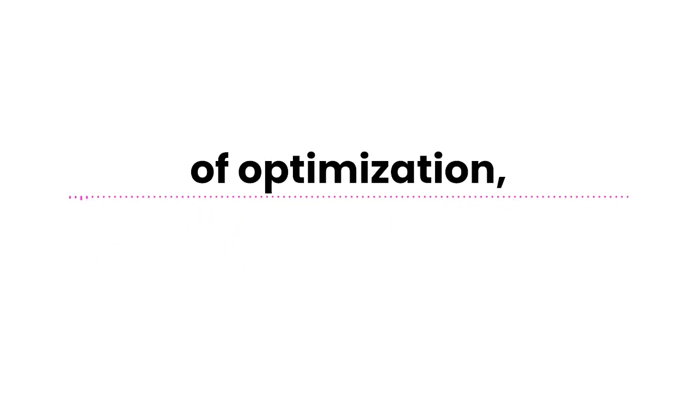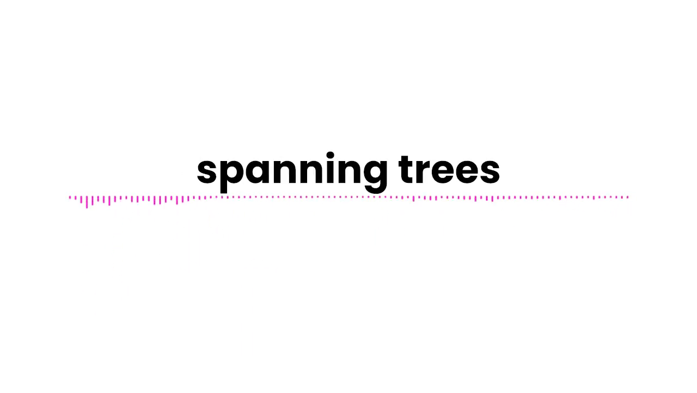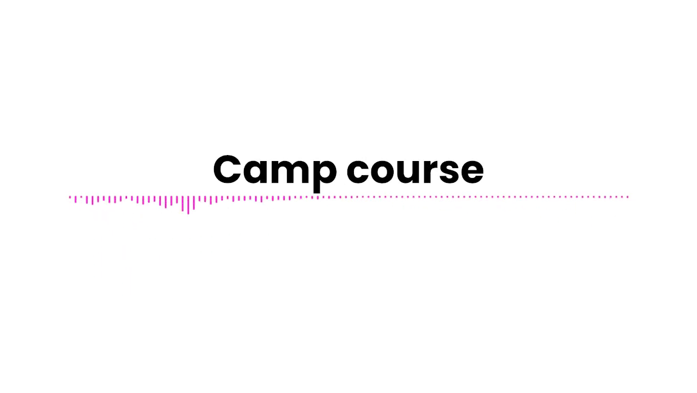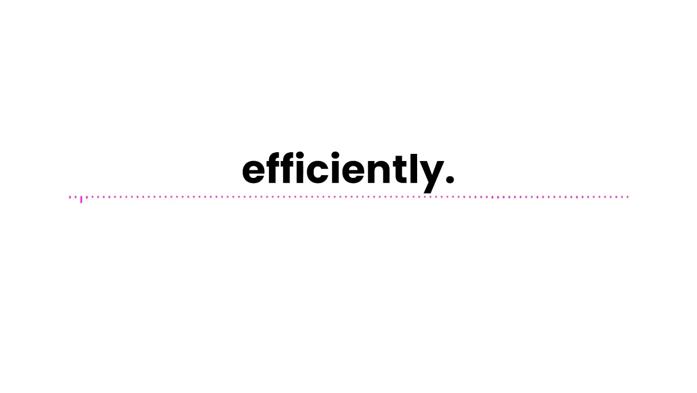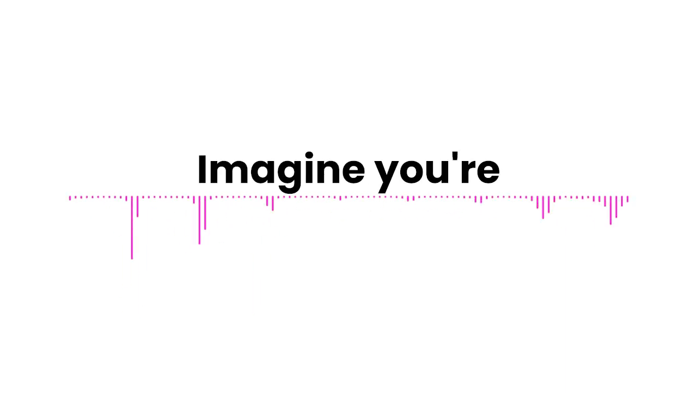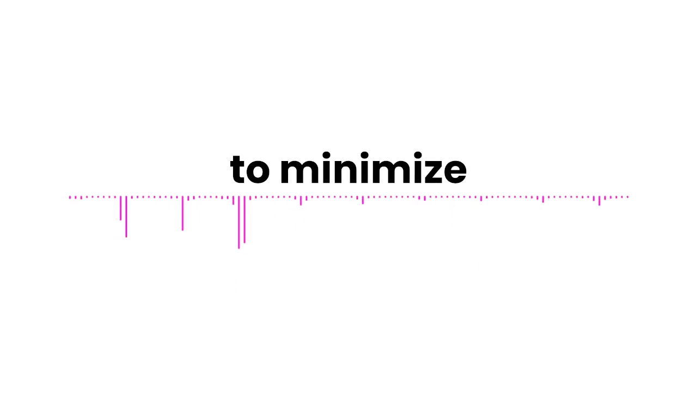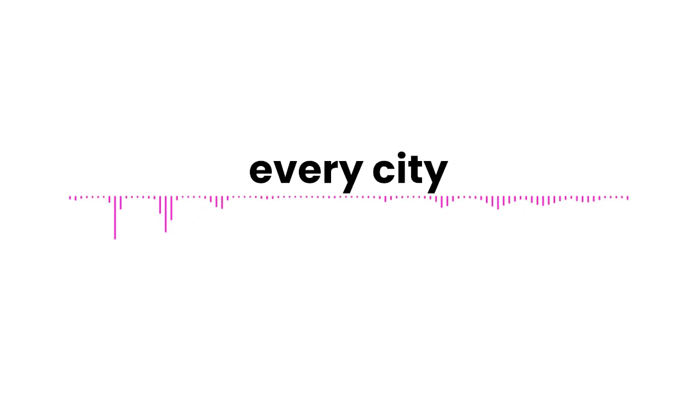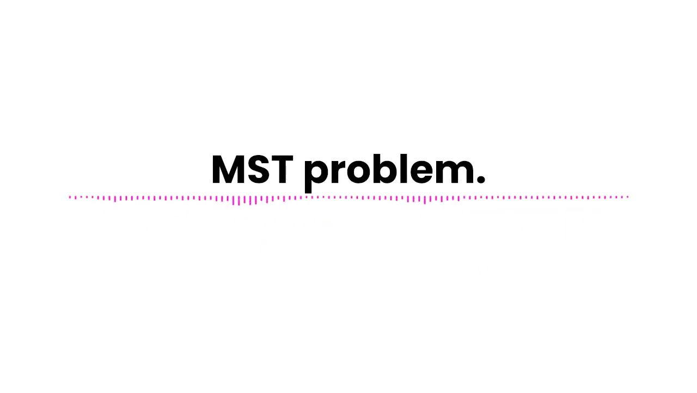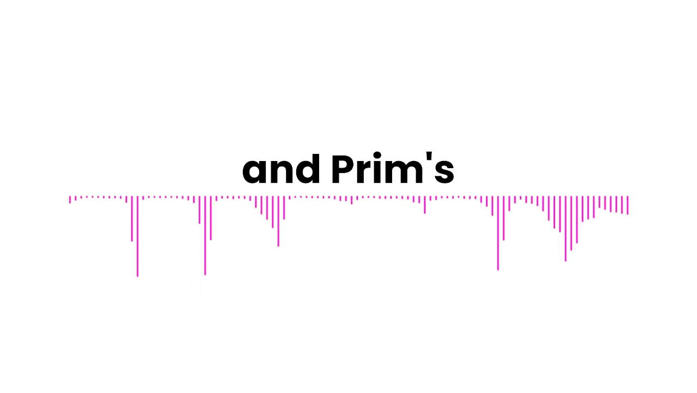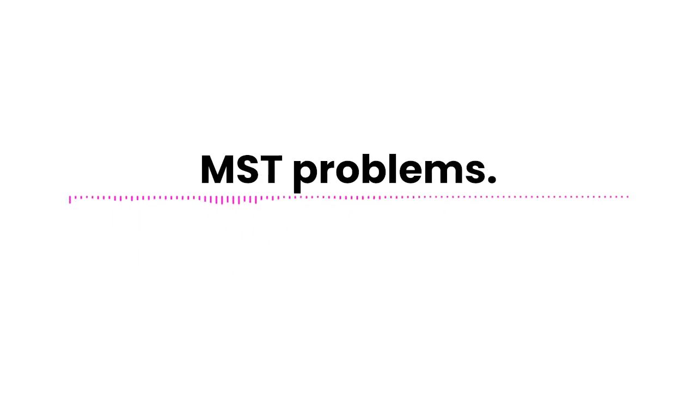Speaking of optimization, let's talk about minimum spanning trees, or MSTs. I remember from the Free Code Camp course that this is about connecting points efficiently. Precisely. Imagine you're designing a network of power lines to connect different cities. You want to minimize the amount of cable used while ensuring every city is connected. That's an MST problem. So it's like finding the most cost-effective way to build infrastructure. Exactly. Algorithms like Kruskal's and Prim's are used to solve MST problems.